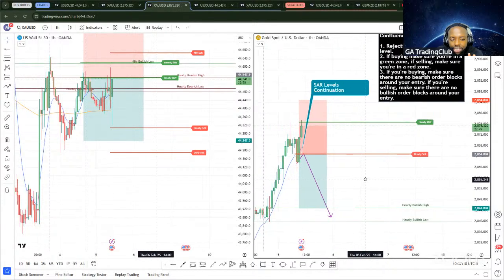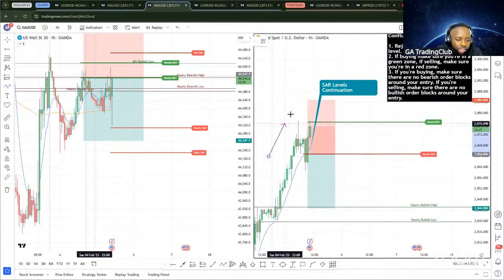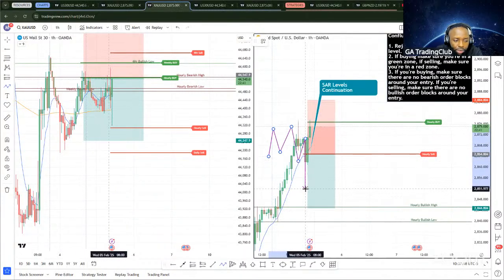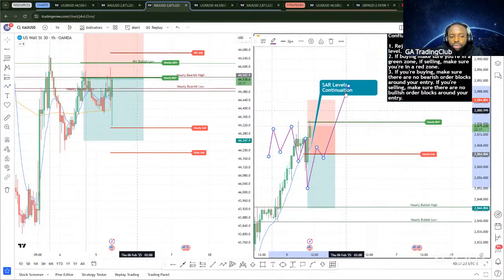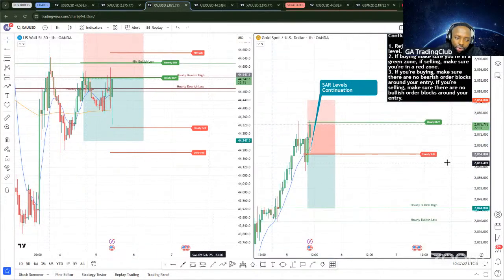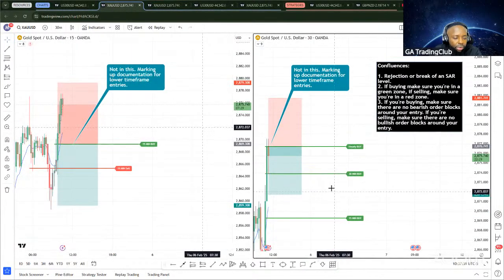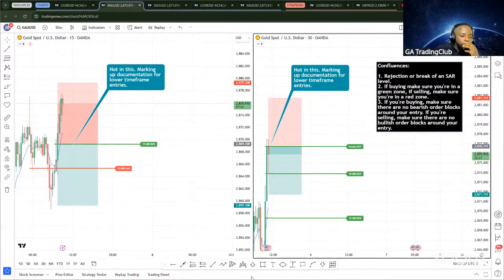The big issue I have with the break and continuation entry, which is what is here, is that it's subject to being manipulated. So it's subject to that accumulation, manipulation, and then distribution. That is the only big hurdle with the break and continuation entry. But other than that, I really, really love this rejection entry, or rejection strategy per se.